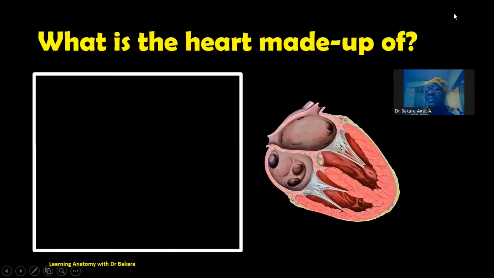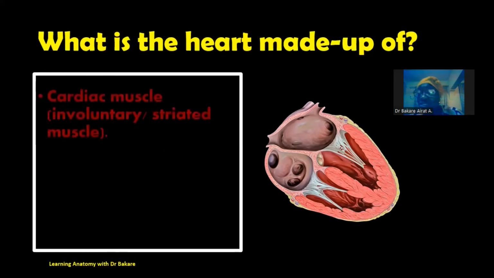So what is the heart made up of? The heart is made up of muscle, and it is made up of a specialized type of muscle that is called the cardiac muscle.